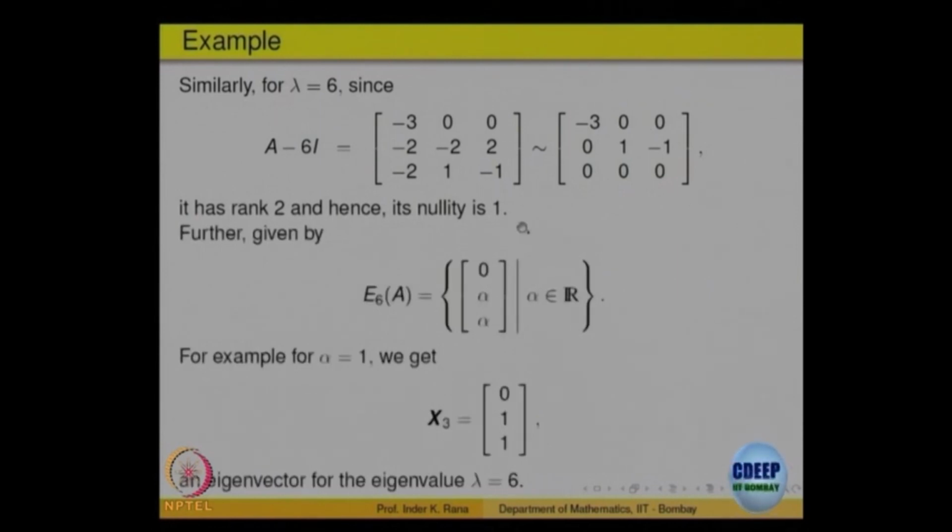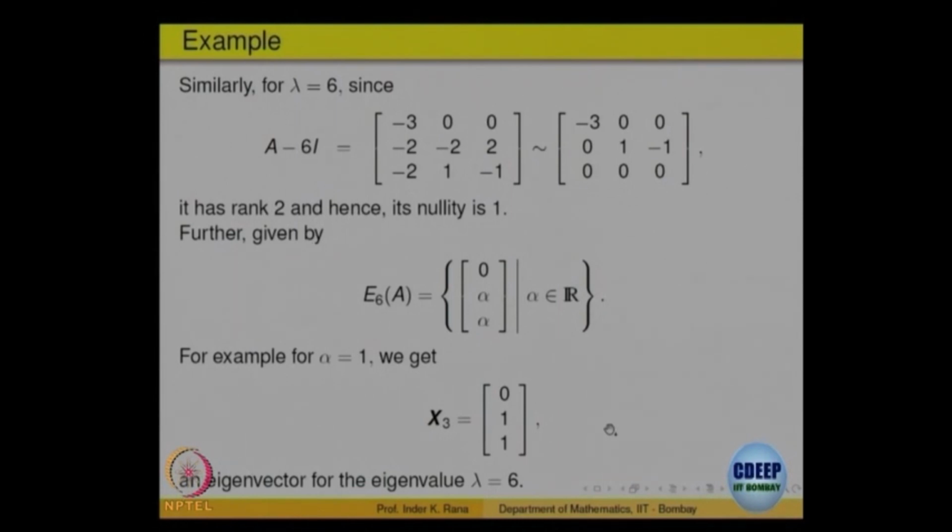So you get the eigen subspace corresponding to that as 0, alpha, alpha. Is it clear? x2 minus x3 is 0, so x2 is equal to x3. You put the value equal to alpha, you get x2 equal to alpha. You can take any alpha you like, this is a span. It is one dimensional, so any non-zero vector will span. So let us take alpha equal to 1. So (0, 1, 1) is an eigenvector for the eigenvalue lambda equal to 6.